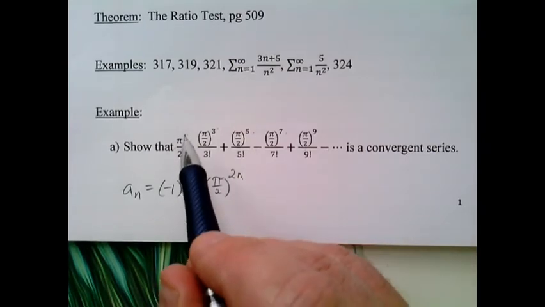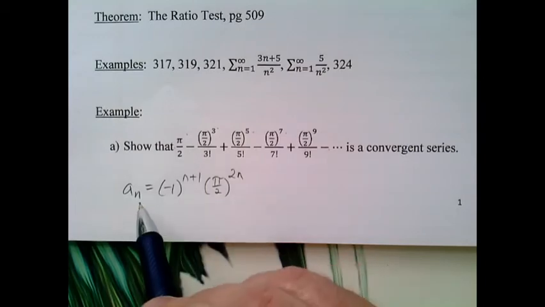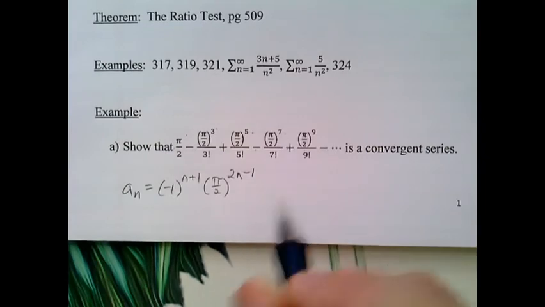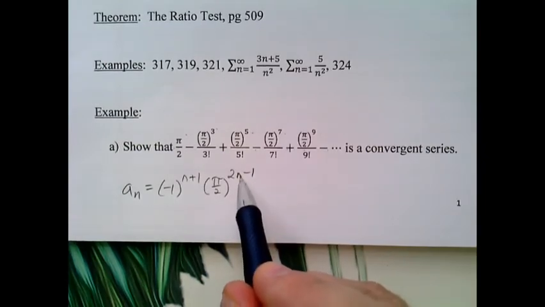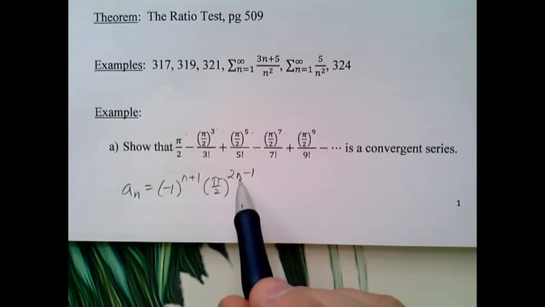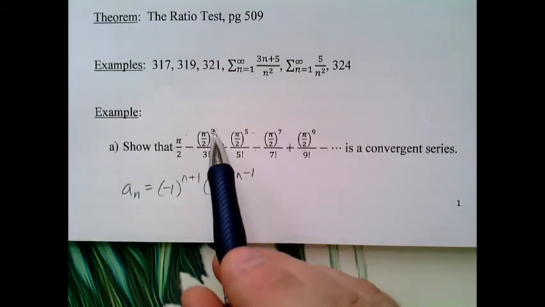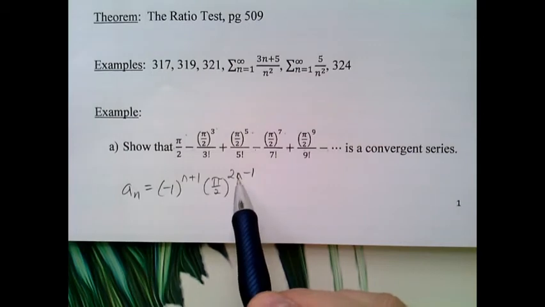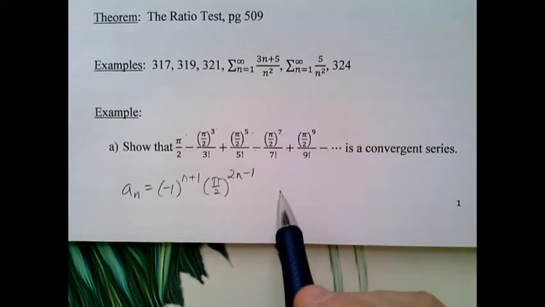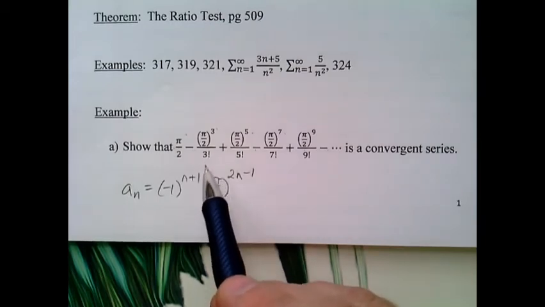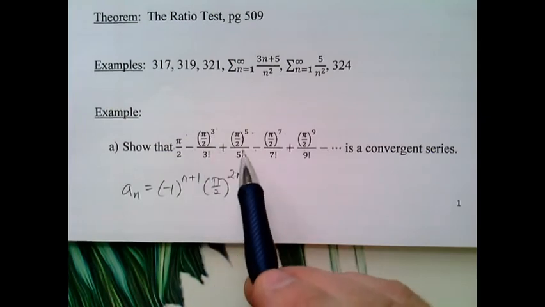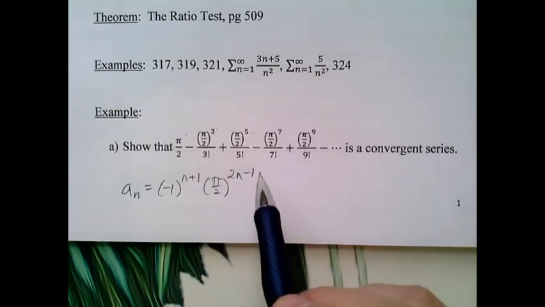Now in this case, since the power starts at 1, and presumably n is going to start at 1, I'm going to do 2n minus 1, so that when n is 1, 2n minus 1 would be 1. When n is 2, 2n minus 1 would be 3. When n is 3, 2n minus 1 would be 5, and so on. And then I need the factorials down here to track with the powers. 3 factorial, 5 factorial, 7 factorial.